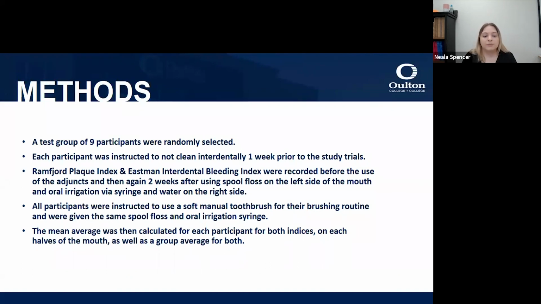So all the participants were instructed to use a soft manual toothbrush for their brushing routine, and were given the same spool floss and oral irrigation syringe. The mean average was then calculated for each participant for both indices on each half of the mouth, as well as a group average for both.